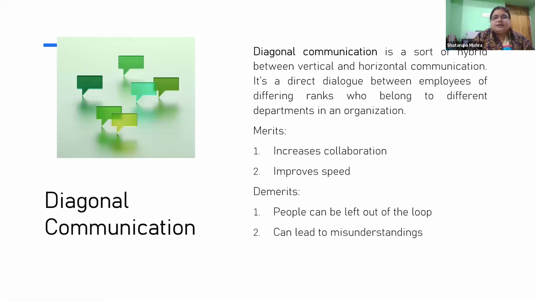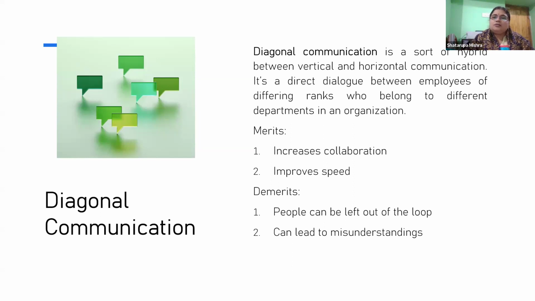Then we come to another kind of communication, that is diagonal communication. So if this is horizontal and this is vertical, then this kind of communication will be diagonal. Okay. So it is a sort of hybrid, or a combination of vertical and horizontal communication. Let me give you an example.